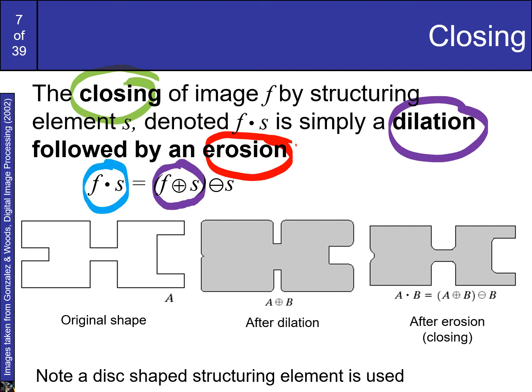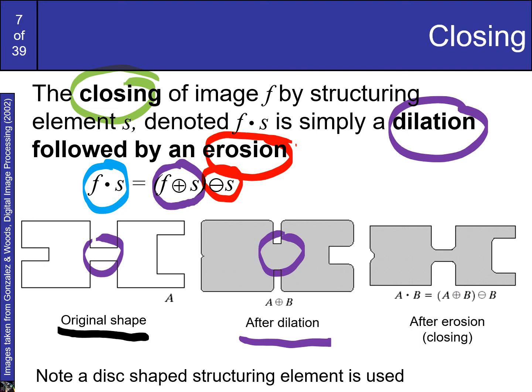Another operation, which is erosion then dilation. An example of closing is given below. So we have the original image. We got the original image here. And after dilation, you can see that dilation will thicken the lines. So we can see that after dilation, the thin line here becomes thicker.